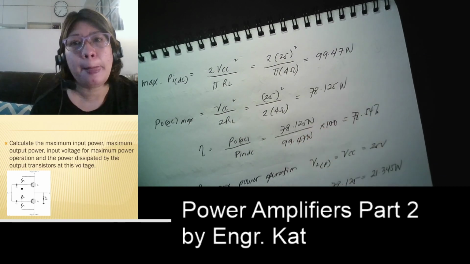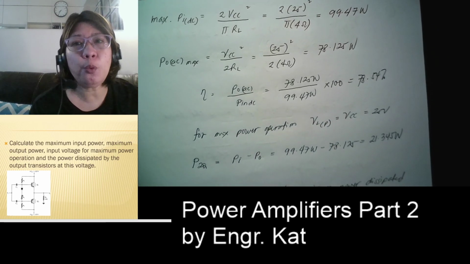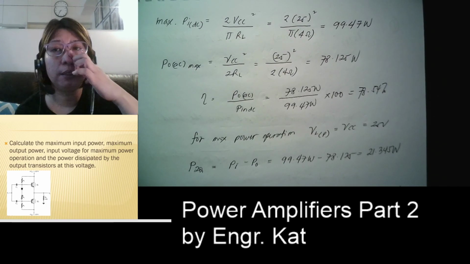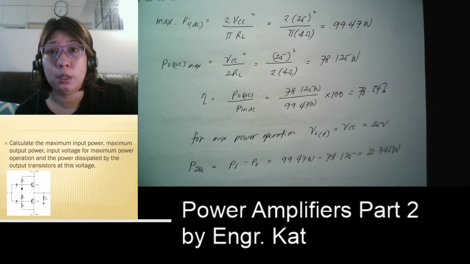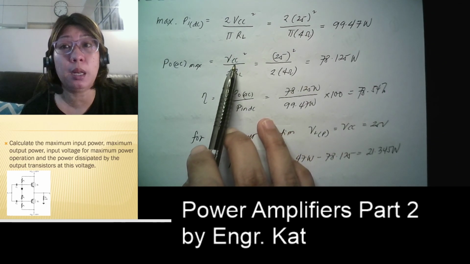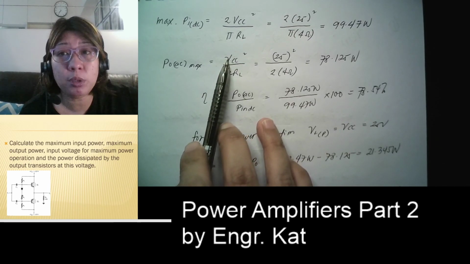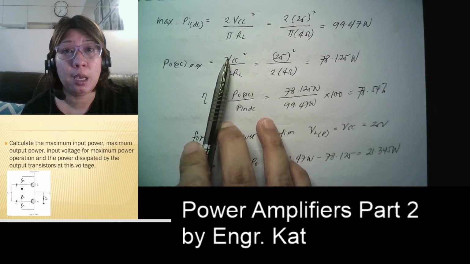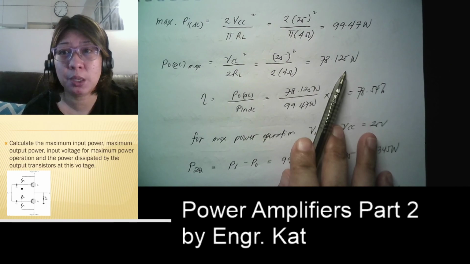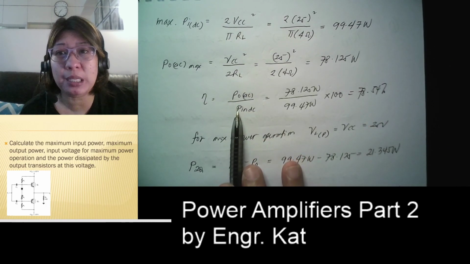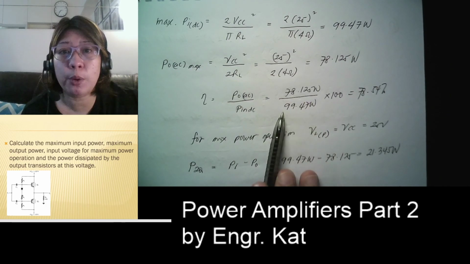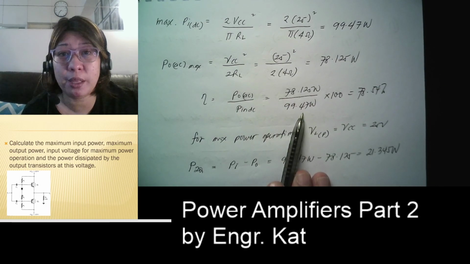99.47 watts. Now, what is your POAC max? POAC max occurs when all of your VCC is reflected in your load. So instead of VL, the peak load voltage, we will be using 25 as your VCC. That is equivalent to 78.125 watts. Now if we get the efficiency, it is POAC divided by P in DC, 78.125 watts divided by 99.47 times 100.